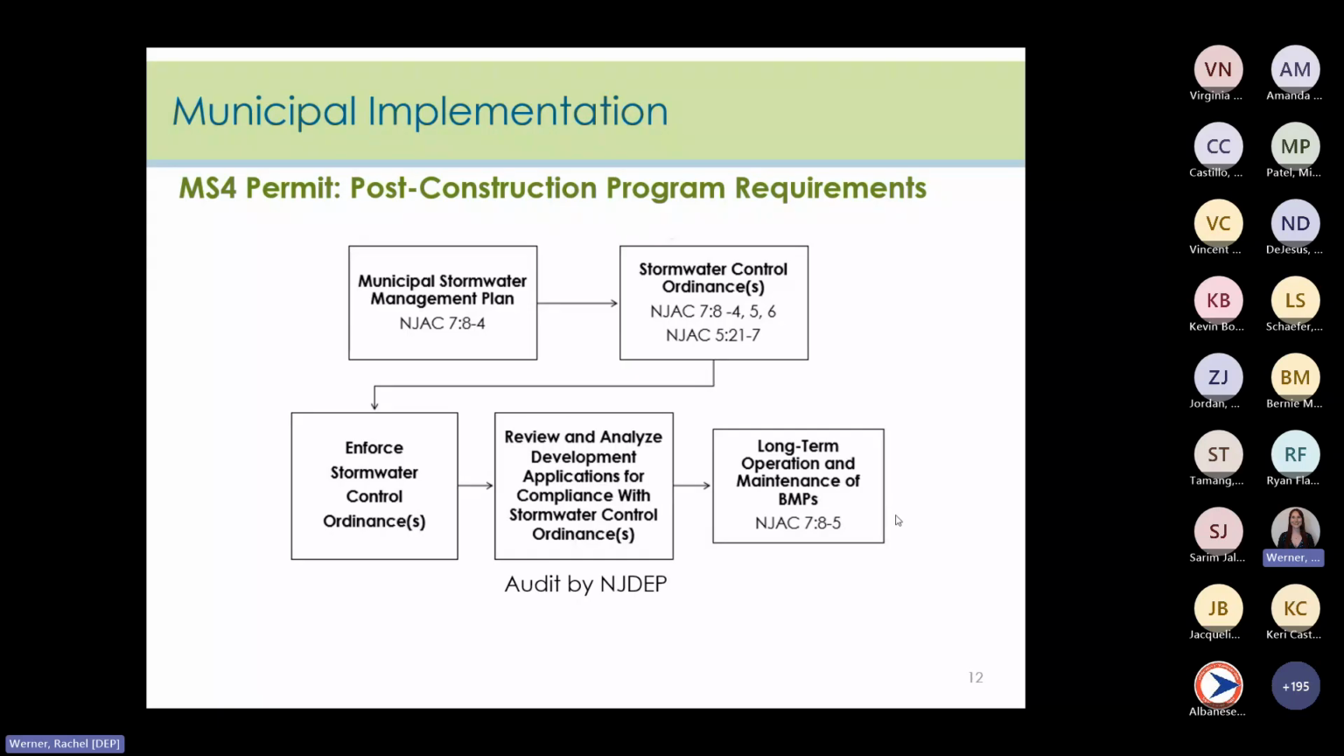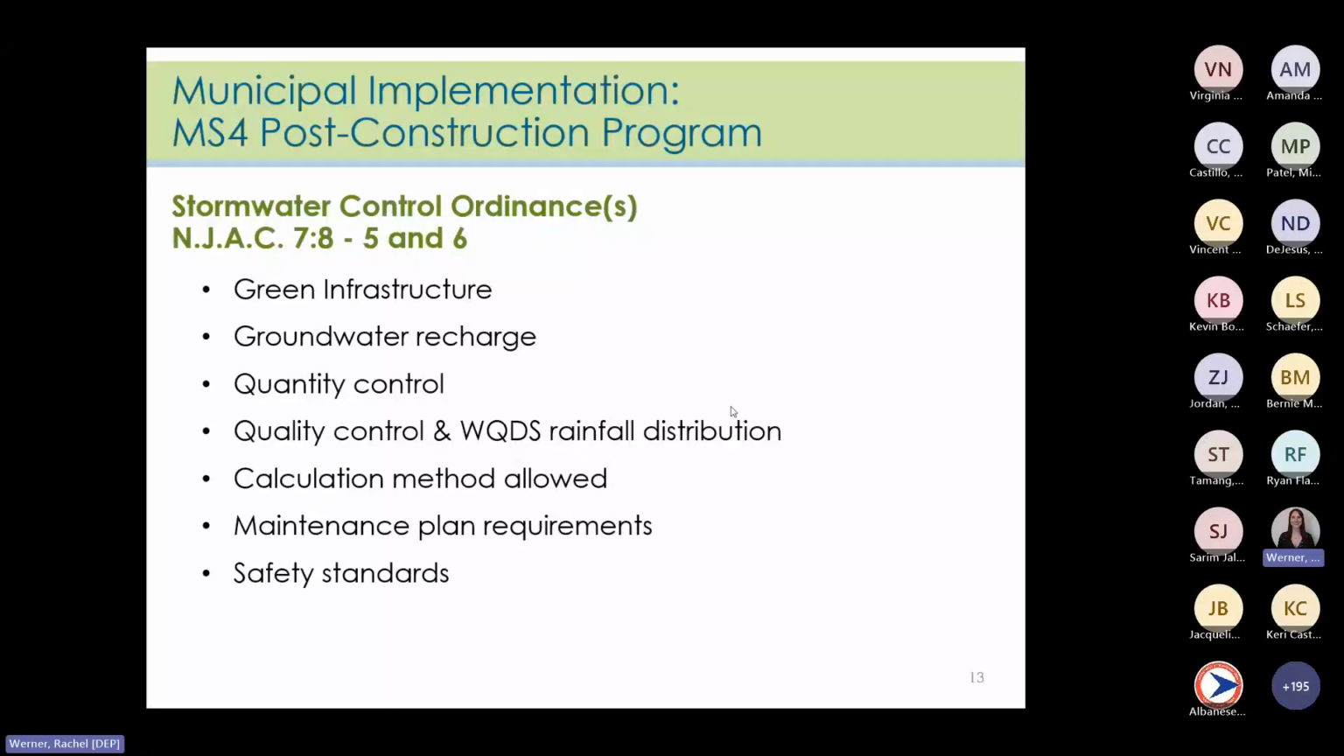Now, please note that the department has actually created a model SCO for municipalities to use as a template. So let's take a look at what's in that model. First and foremost, the SCO must include the design and performance standards for stormwater management measures found in subchapter 5 of 7:8. These standards will be covered throughout the rest of this training, and they include: number one, the requirement to use green infrastructure to meet design and performance standards, which replace the implementation of the 9 non-structural strategies.